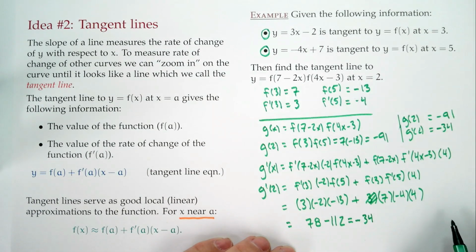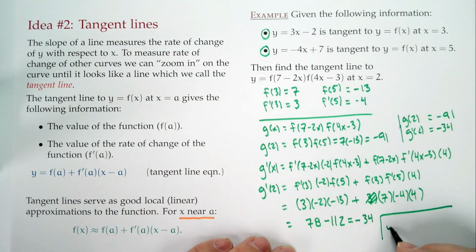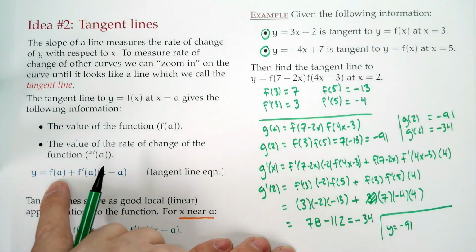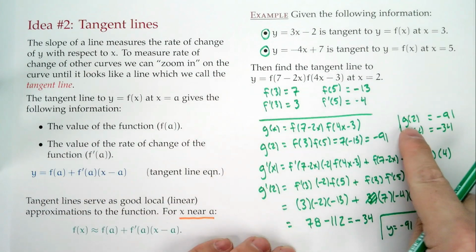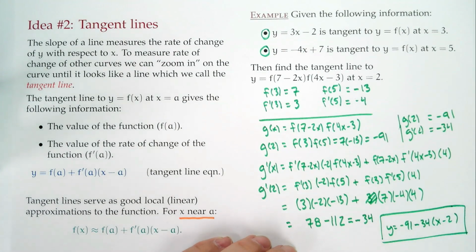So, what's our answer? Well, we'll put it right here. We've come into our formula. So, y equals negative 91, that's our f of 2, or rather g of 2, plus g prime of 2, negative 34, times x minus 2. And that's it. We don't have to simplify. We're done. Nice.